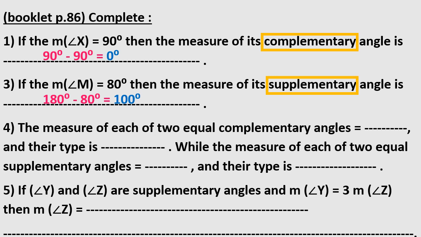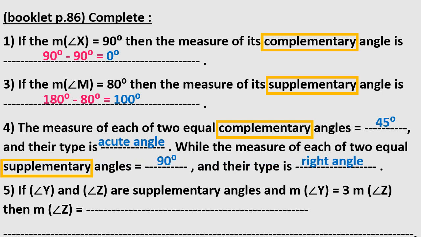Number 4, the measure of each of two equal complementary angles. Complementary means 90, so it will be 90 divided by 2 equal 45. And their type is, the type of 45 is acute angle, while the measure of each of two equal supplementary angles, supplementary means 180, divide by 2 equal 90, and their type is right angle.